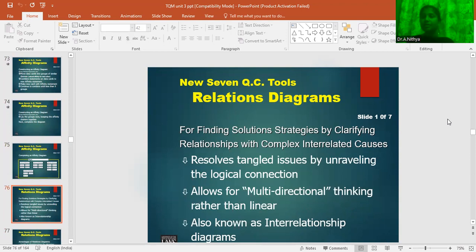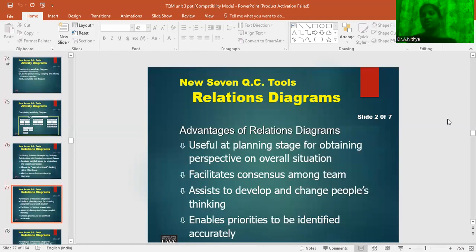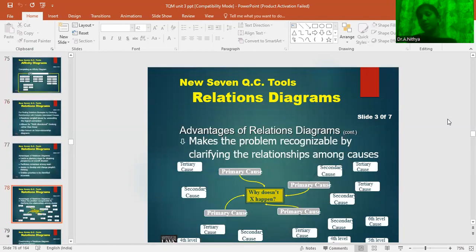Next is the relations diagram. So what is a relations diagram? What is the purpose? For finding a solution strategy by clarifying relationships with complex interrelated causes. So what is the use of a relations diagram? For isolating cause and effect relationships, we need this relations diagram. So here you can see the diagram, causes and effects. So the problem is recognized, then causes and effects are separated.